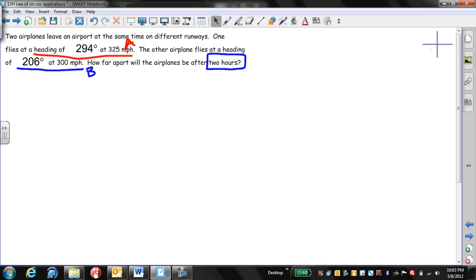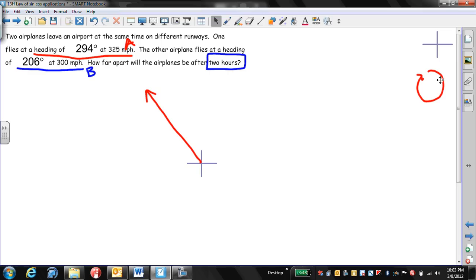So first thing I'm going to do is start with a crosshair. I'm going to say, okay, here's the airport. First airplane, let's do it in red, airplane A, flies at 294 degrees. So 294 degrees is almost full rotation, definitely 3/4 of the way around. And so it has a direction that looks like that. And that's the vector magnitude.